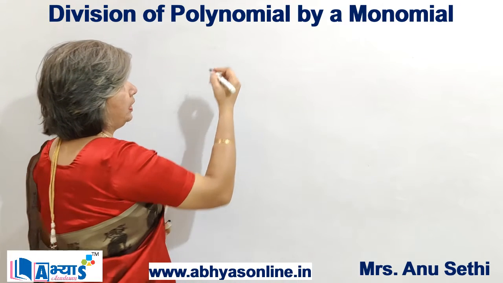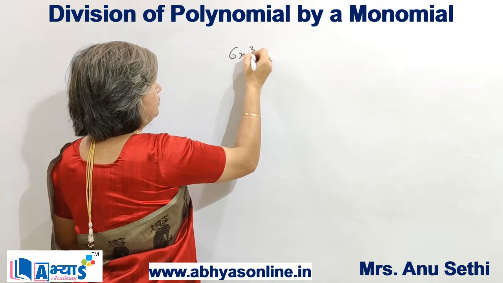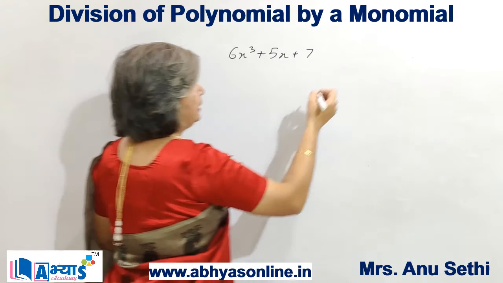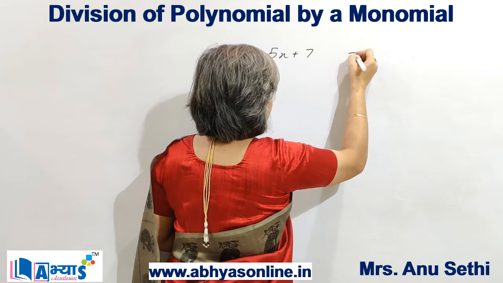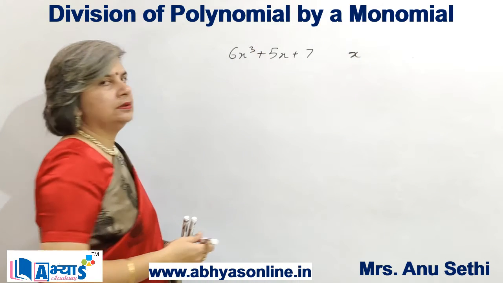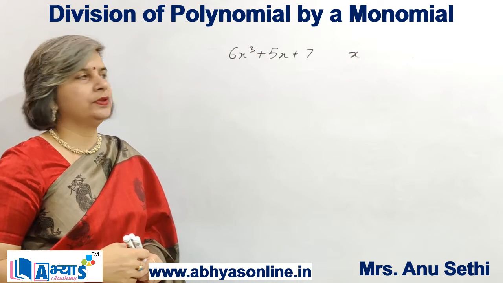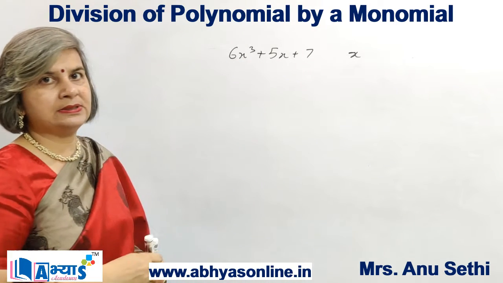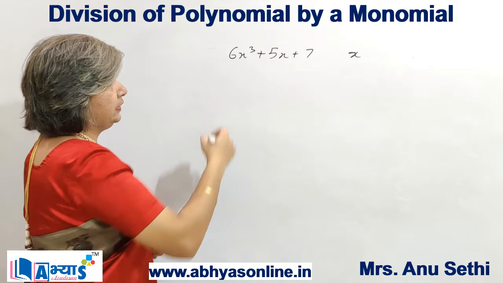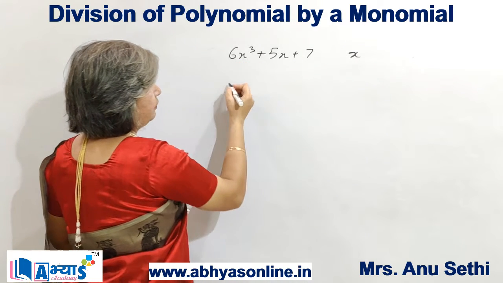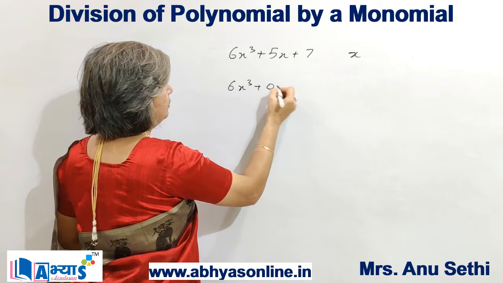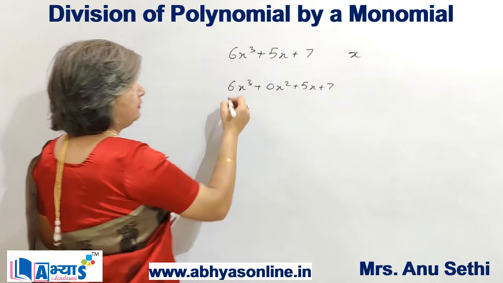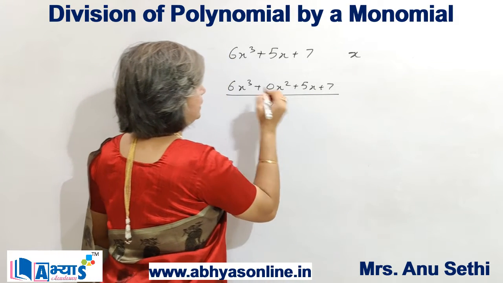For example, if I have the polynomial 6x cube plus 5x plus 7, and we have to divide it by x, we will see whether this polynomial is in the standard form. We will arrange it. It will be 6x cube plus 0x square plus 5x plus 7. The next step will be to divide it by the divisor, that is x.